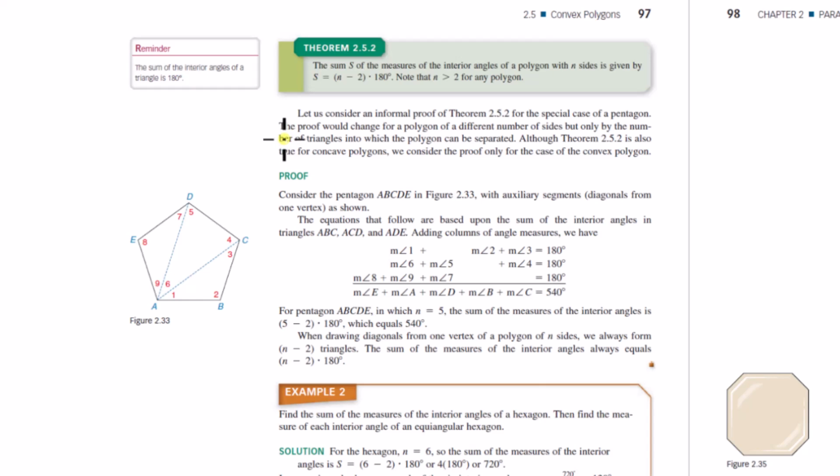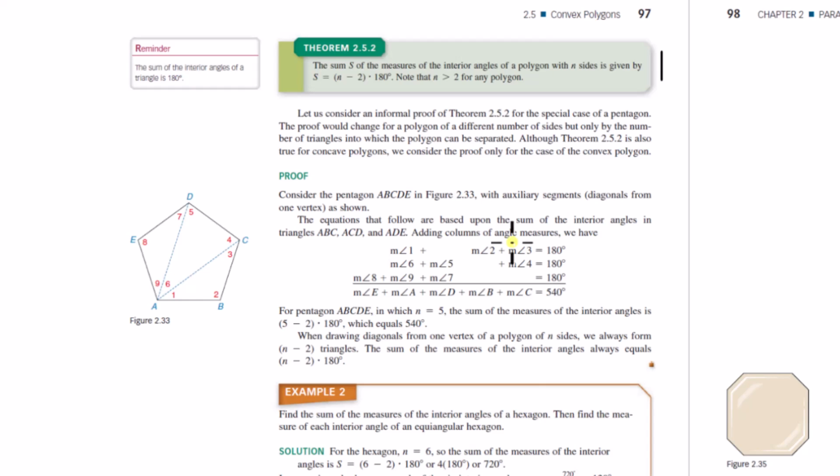Yeah, we did this for a quadrilateral. The proof would change for a polygon of a different number of sides, but only by the number of triangles into which the polygon can be separated. Although this theorem is also true for concave polygons, we consider the proof only for the case of convex polygons. So yeah, let's keep that in mind. Whenever they say polygon in this section, they're talking about convex and concave polygons.